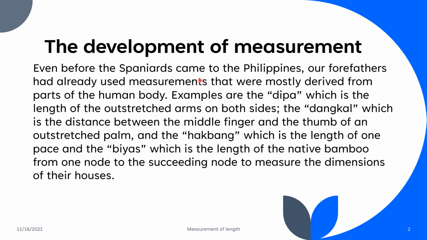Even before the Spaniards came to the Philippines, our forefathers had already used measurements that were mostly derived from parts of the human body. Examples are the dipa, which is the length of the outstretched arms on both sides, the dangkal, which is the distance between the middle finger and the thumb of an outstretched palm, the hakbang, which is the length of one pace, and the biyas, which is the length of the native bamboo from one node to the succeeding node to measure the dimension of their houses.